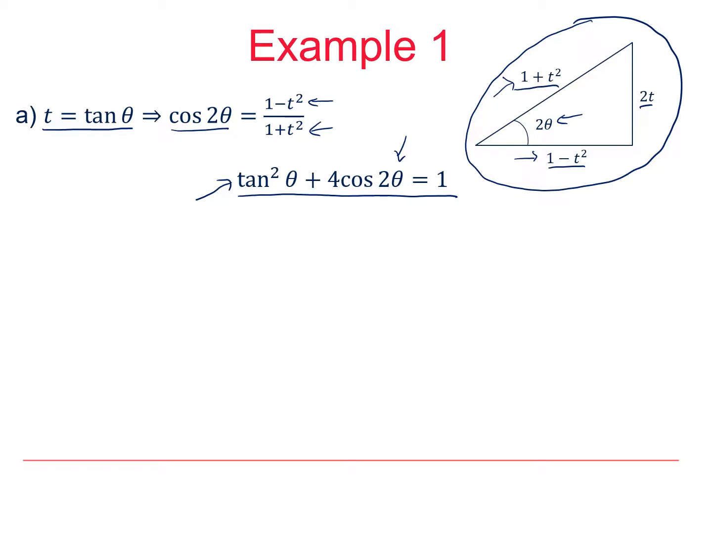So now I've got expressions in terms of t for tan squared and cos 2 theta. I can just simply substitute those in. So tan squared theta becomes t squared. Then I've got 4 lots of cos 2 theta. I need to substitute in that expression 1 minus t squared over 1 plus t squared. And that equals 1.